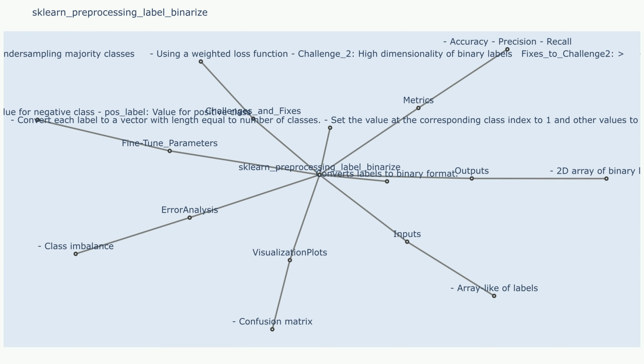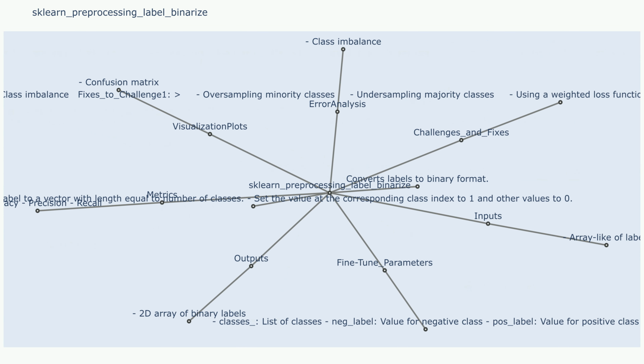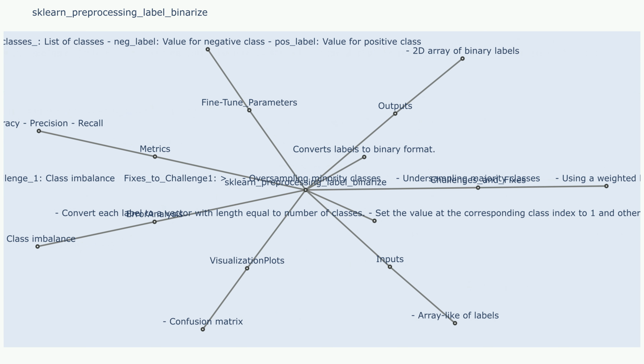sklearn.preprocessing.label_binarize. Description. The label_binarize function in scikit-learn is used to transform categorical labels into a binary matrix representation. This is particularly useful for multi-class classification problems where you want to represent each class as a separate binary column.